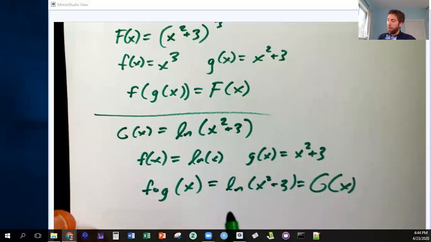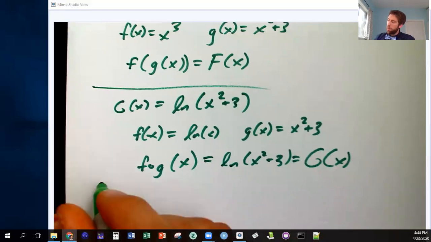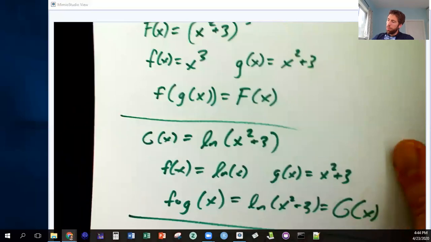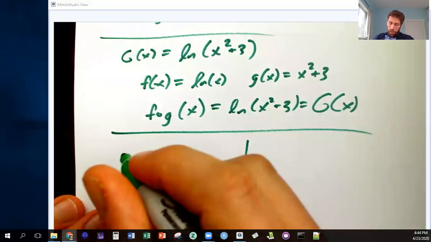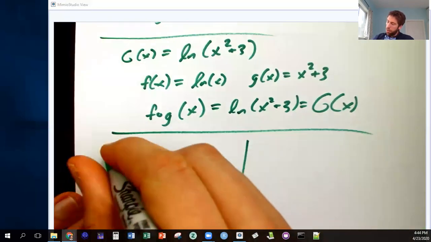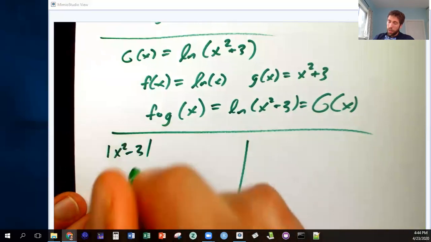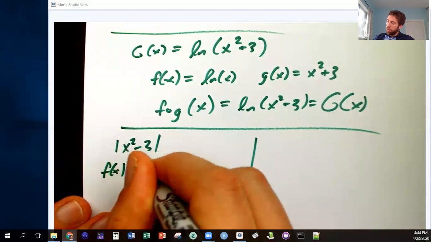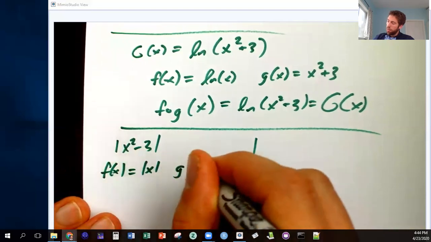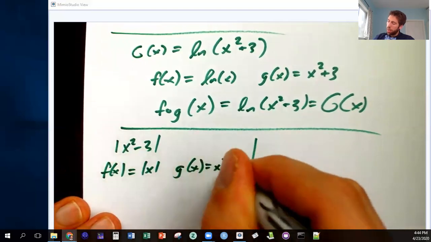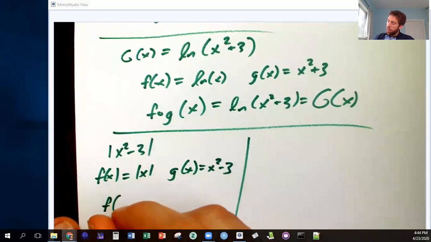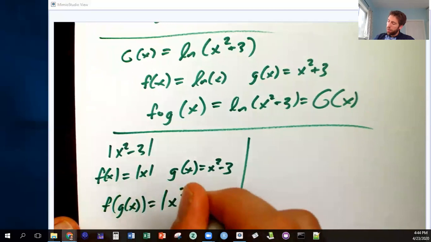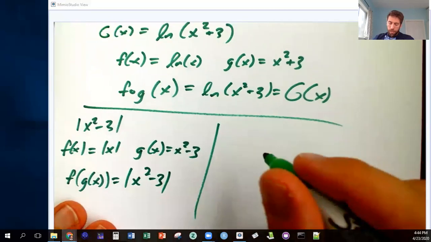All right, another one. We have the absolute value of x squared minus 3. I think you should hopefully be getting the hang of this now. f of x equals the absolute value of x, g of x equals x squared minus 3, and f of g of x then equals the absolute value of x squared minus 3.